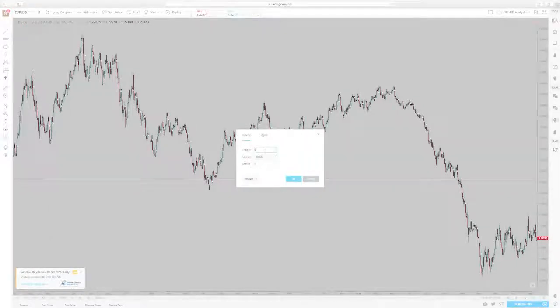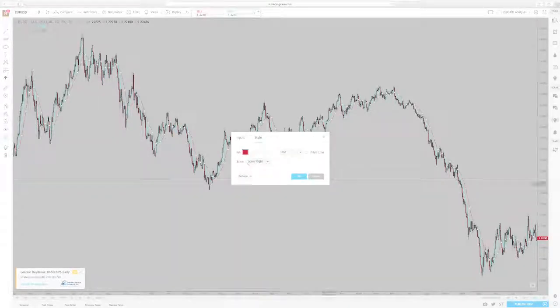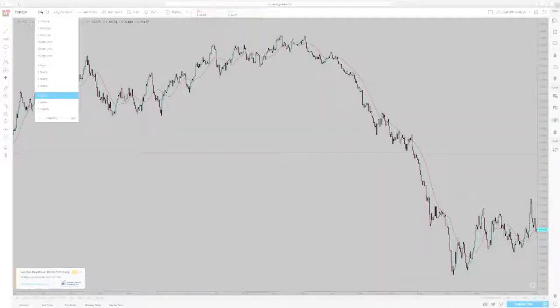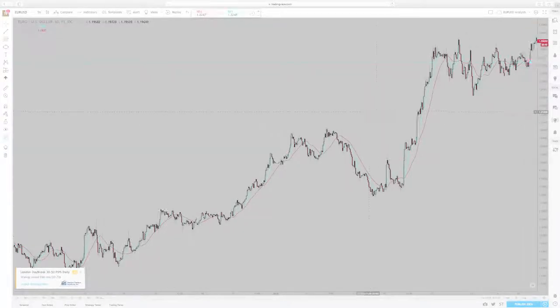So the first one is 10, and this style is going to be this. The second one is going to be 25, and this style is going to be red. And we have to be in the 1 hour time frame.